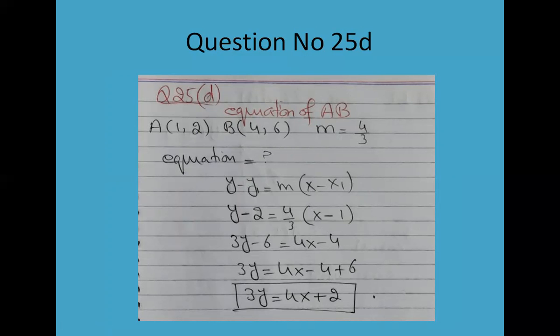So bring this 3 to this side. You will have 3y minus 6 equals 4x minus 4. So 3y equals 4x minus 4 plus 6. So 3y will be equal to 4x plus 2. This is the equation of that line.